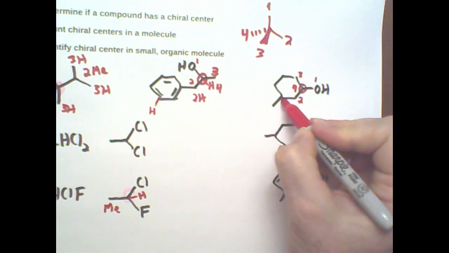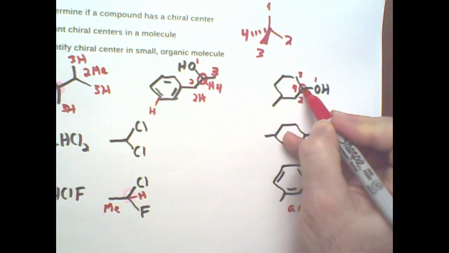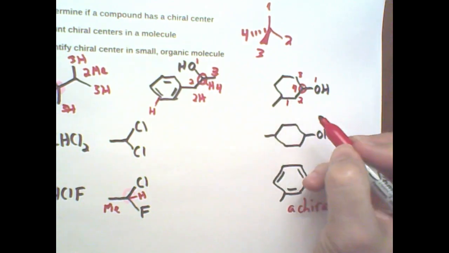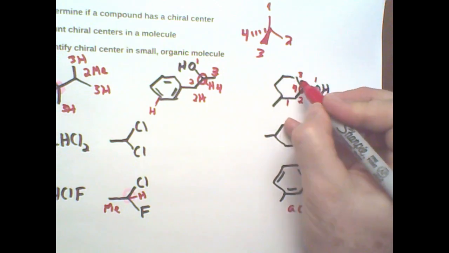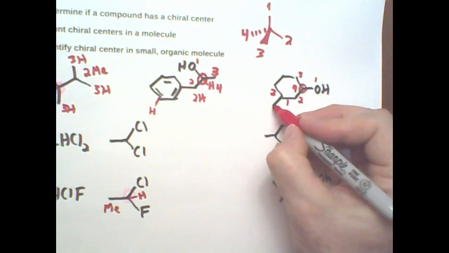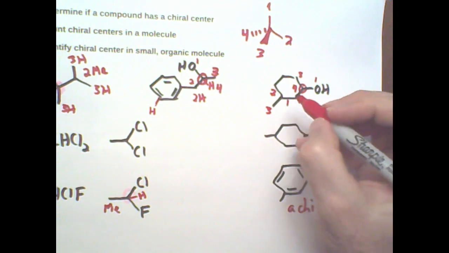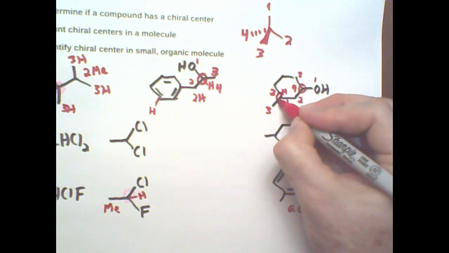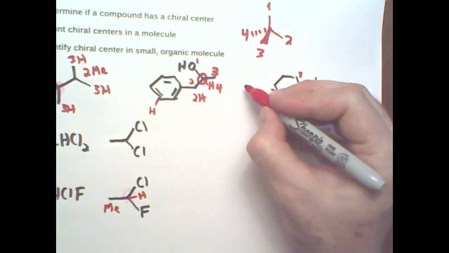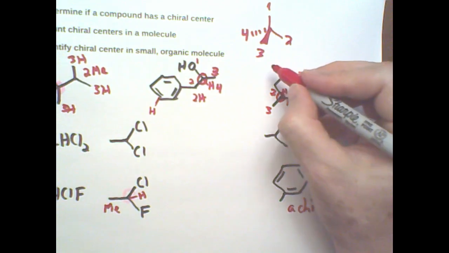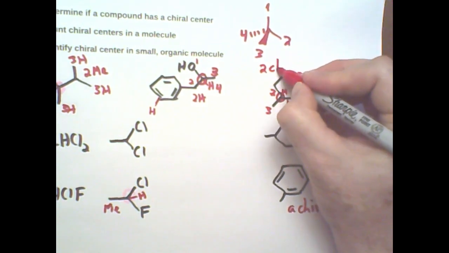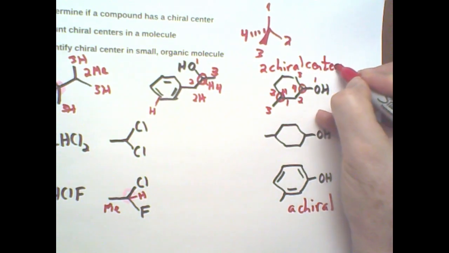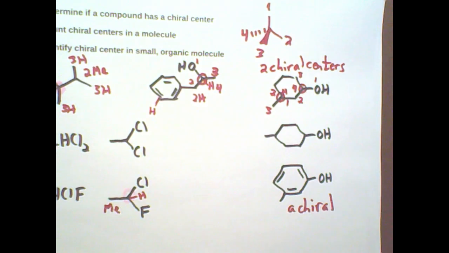This one here, the group headed towards the oxygen would be group 1. The group headed around the ring the other way would be group 2. The methyl group would be group 3, and the hydrogen that we can't see is group 4. This molecule has 2 chiral centers, and we circled them there.